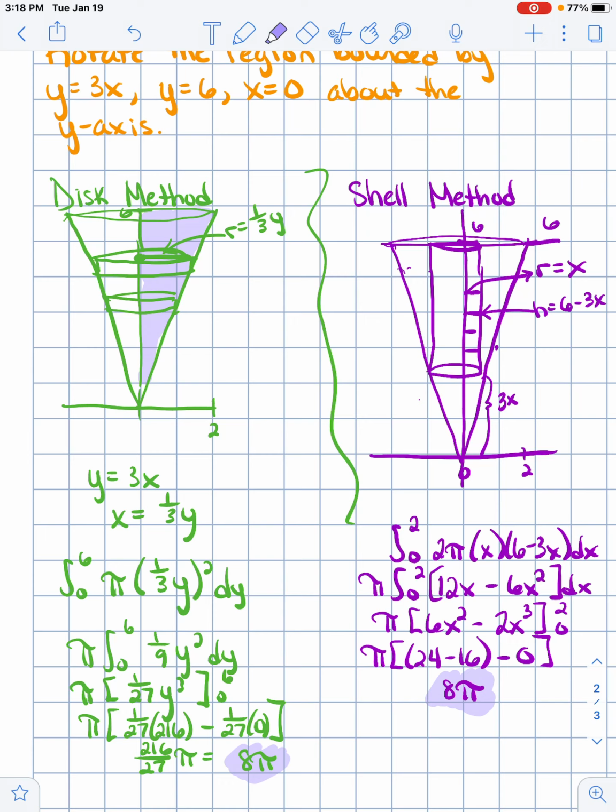So here's my philosophy. When things are rotated about a vertical line, I use the shell method, because with the shell method I don't have to rewrite any of the equations. When something is rotated about a horizontal line, I use the disk method.